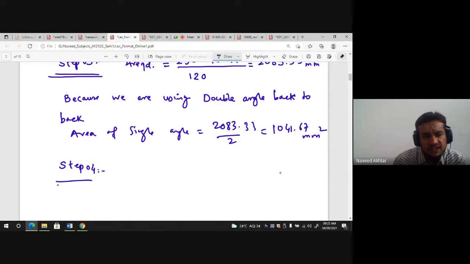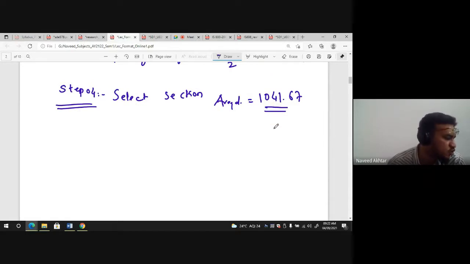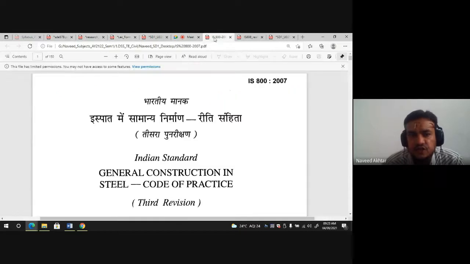Okay. Now step number 4. What is step number 4? Select section. So selection of section is based on the area. In case of compression member, it is based on area. So area required is for single angle 1041.67. Area we will choose such that it should be greater than 1041. So what we will do here? We will go for IS 808 or steel table.